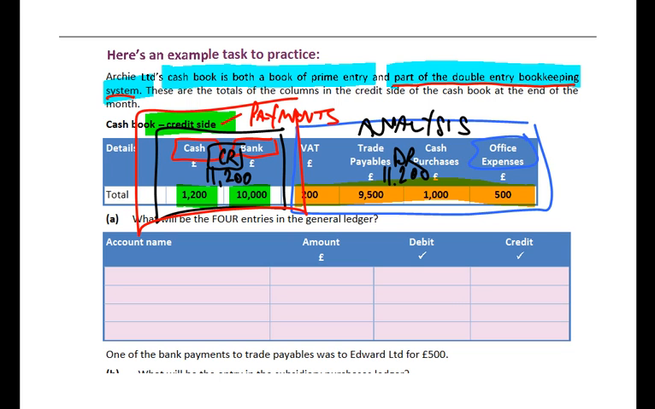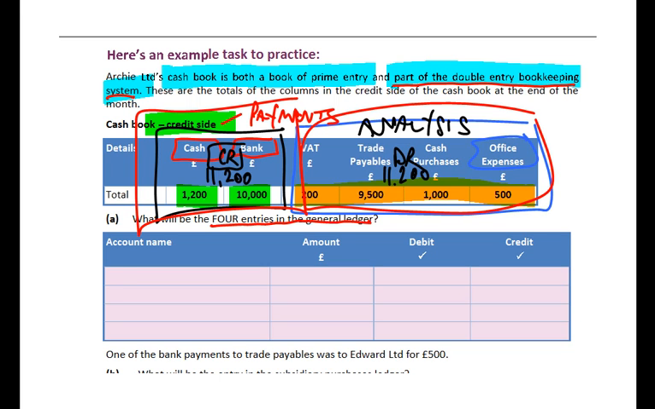Because they've already got the 1,200 as a credit to the cash account and the 10,000 as a credit to the bank account, we don't need to post those credits. What we need to do is post the other sides of the double entry. We need to post the debits to balance. So in this example, when it asks us for the 4 entries in the general ledger, what do we need to post now to balance those 2 credits that have been posted?